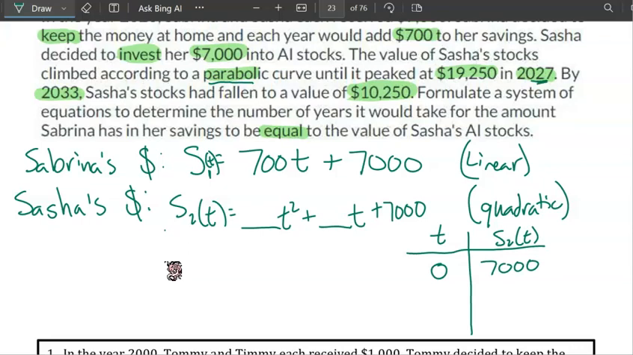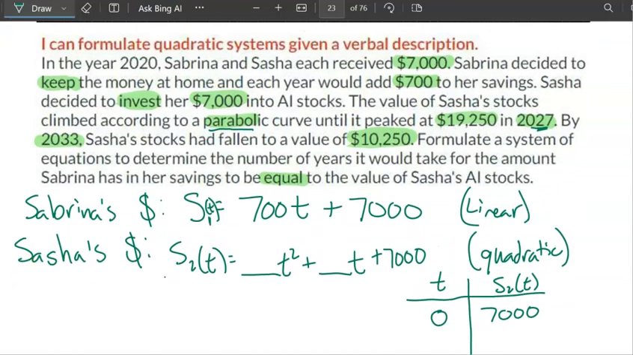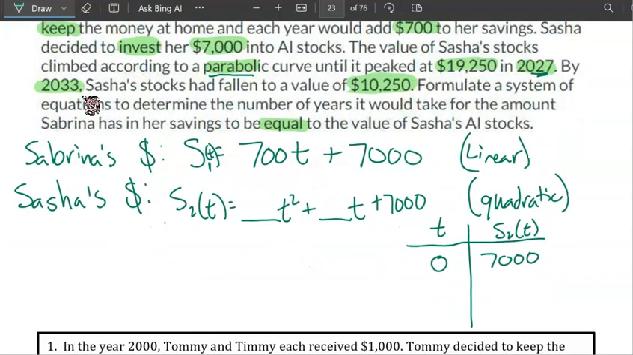Now it says 2027. If the original year was 2020, and now it's 2027, 7 years have gone by. So after 7 years, it's $19,250. And then 2033, 13 years goes by, and it's at $10,250. Let's use these 3 points to formulate this equation.